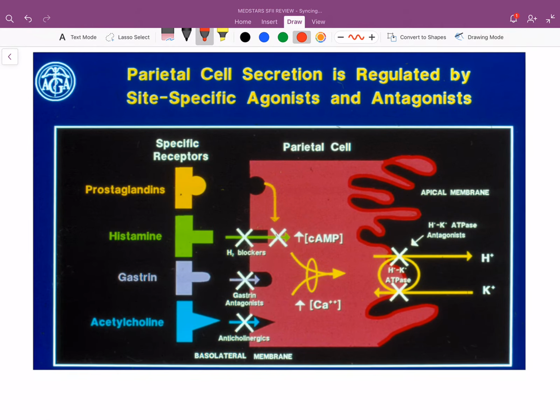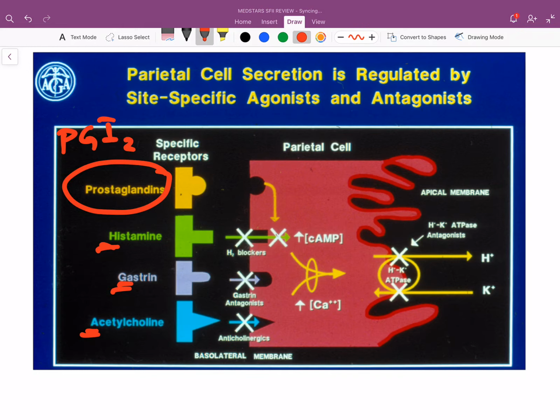Here's just a parietal cell. Again, HAG causes stimulation. There's a whole bunch of ways you can treat gastric ulcers. You can block these guys from doing it. Also, naturally, our body makes prostaglandin. To be specific, prostaglandin I2.